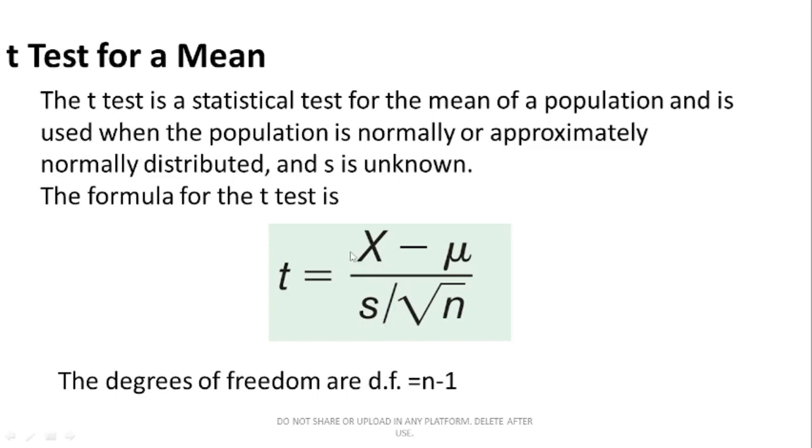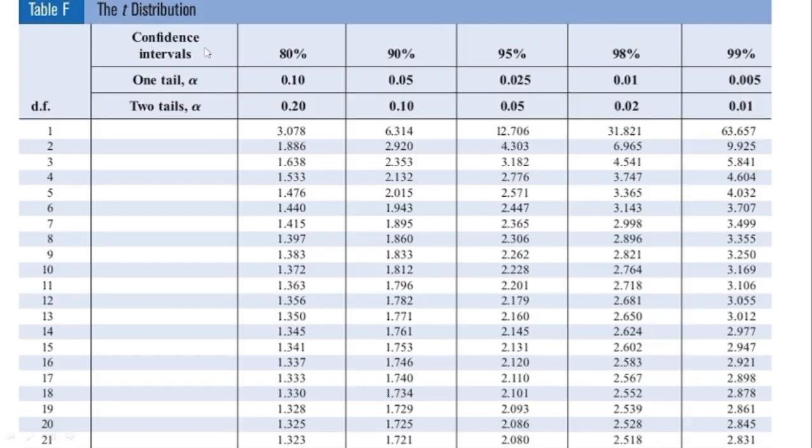But since the population standard deviation is unknown in the t-test, let us remember that in the z-test we use it if the population standard deviation is given. But if what is given in the problem is the sample standard deviation, we will be using the t-test instead. The degrees of freedom can be calculated by n minus 1, or the number of samples minus 1. We will use the degrees of freedom in reading our t-distribution table.